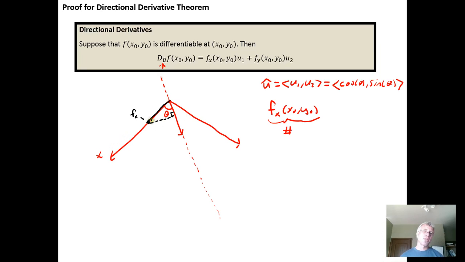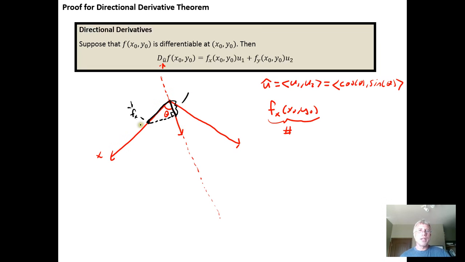So if we drop this perpendicular, what I want to notice is that the component of the partial derivative that's in the direction of u hat is just going to be this distance right here. I can decompose the partial with respect to x into a component that is parallel to u hat and a component that's perpendicular to u hat. And this is something we've already done a couple weeks ago when we were working with vector values.